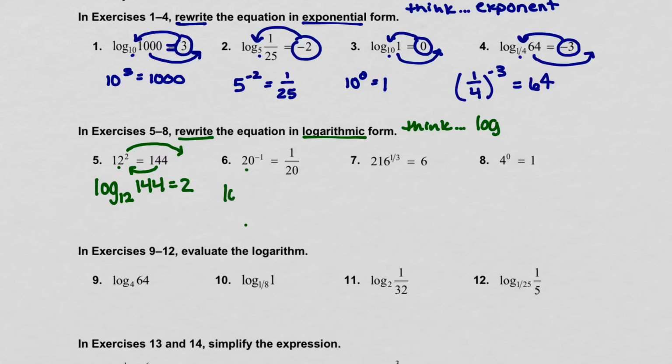So let's do it again. We've got our log base 20 of 1 over 20. And it says, well, what exponent would that be? That would be negative 1.